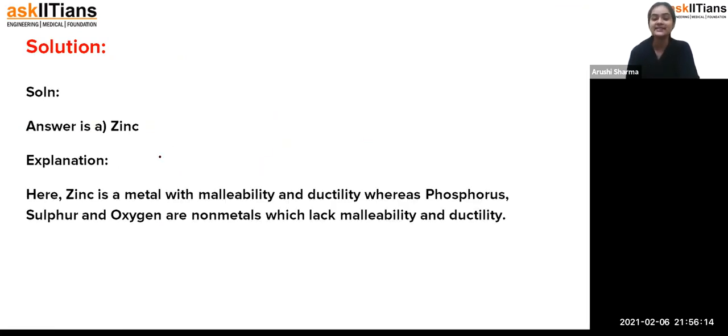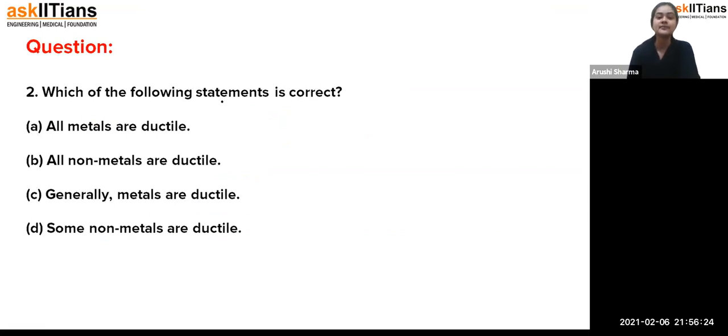Exactly, because zinc is a metal with malleability and ductility, whereas phosphorus, sulfur, and oxygen are non-metals which lack malleability and ductility. Fine. Which of the following statements is correct? All metals are ductile, all non-metals are ductile. No, non-metals are not ductile. Generally, metals are ductile, some non-metals are ductile. If we talk about any non-metal, it is non-ductile in nature.